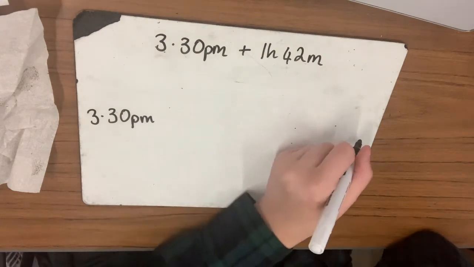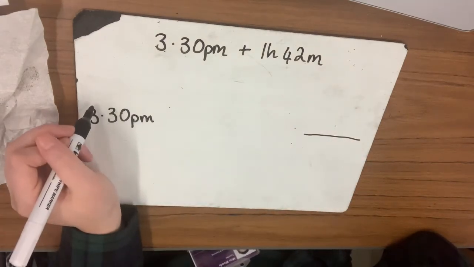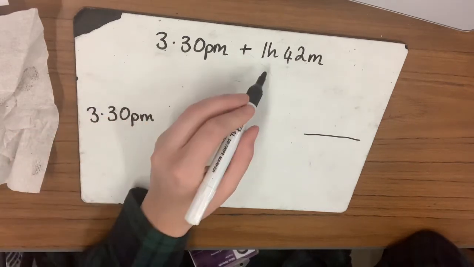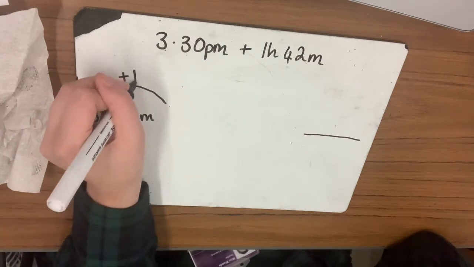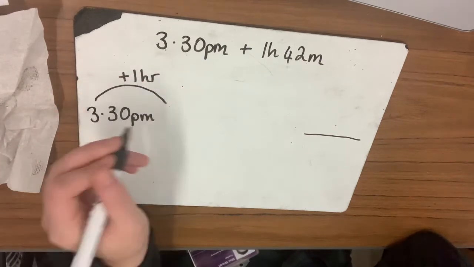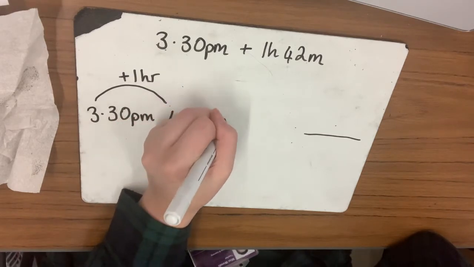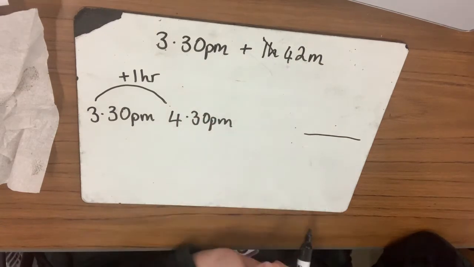So I want to get to my goal, but I don't know what that is yet. So I'm going to start off by looking at 3, and I'm going to choose to add on my hour first of all. So there's 1 hour added on, would bring me to 4:30 p.m. Now I know that I need to add on my minutes, which is 42 minutes.